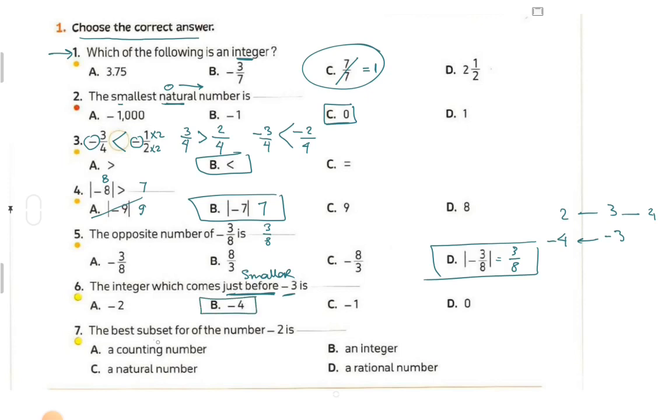The best subset of the number negative 2. Negative 2, what's the best subset? Is it a counting number? Of course not. Natural? Of course not. It's an integer.